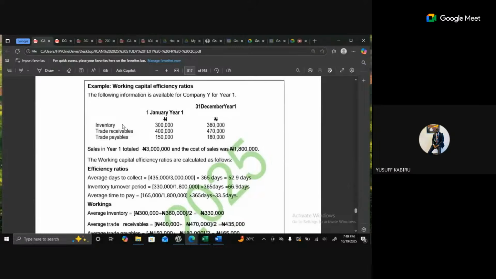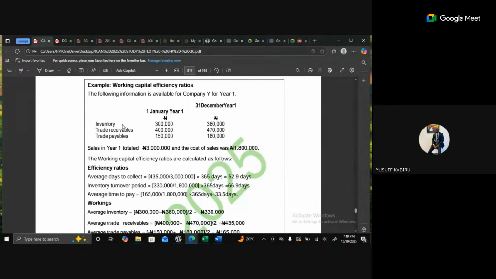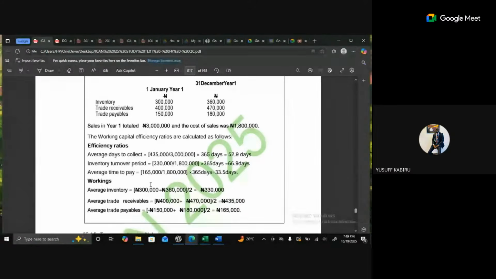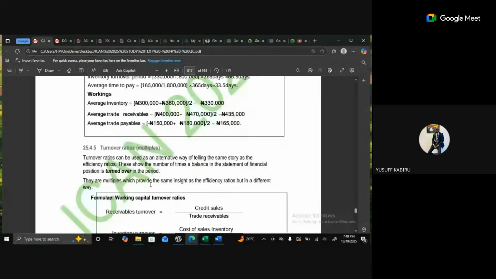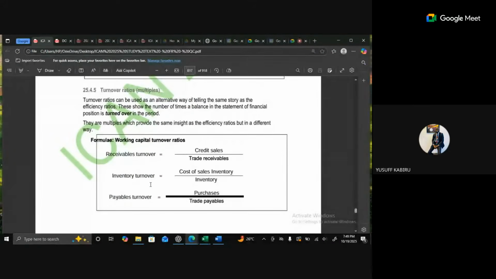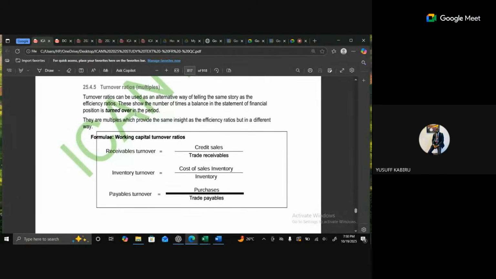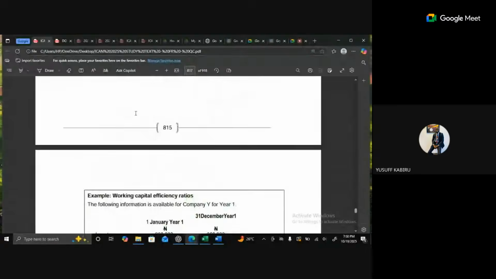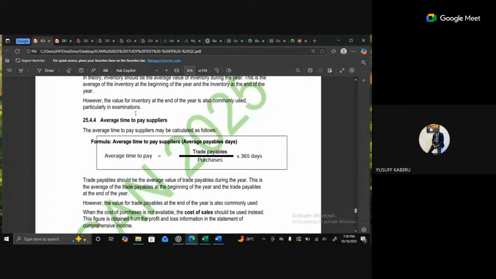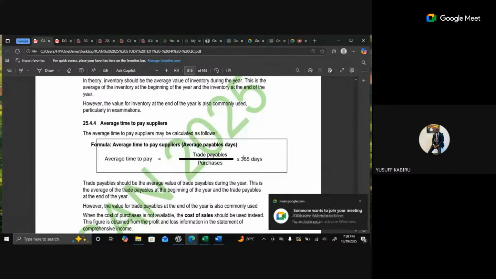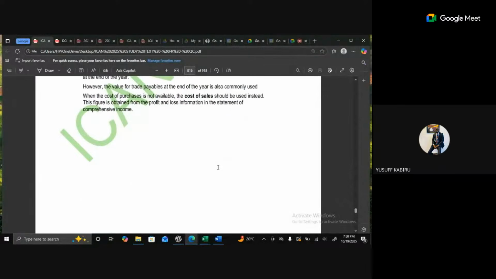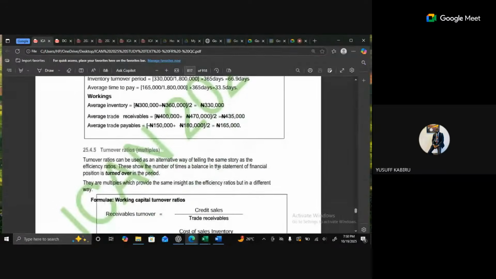So this is the working example that they gave us. I'm not going to go through this because we already have a question that I want to look at, so we'll not waste more time here. Yeah, so this one is turnover. So the above ratios that we just looked at are in days, which means that your answer is always in days. Your answer is always in days, right? I just wanted to mention that.